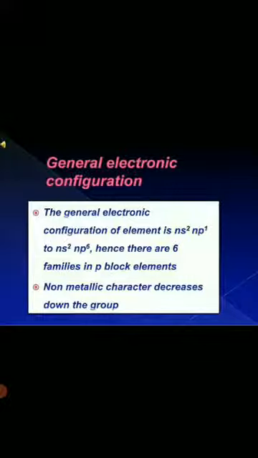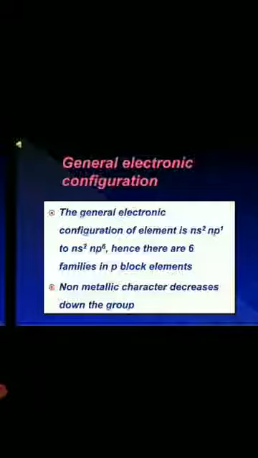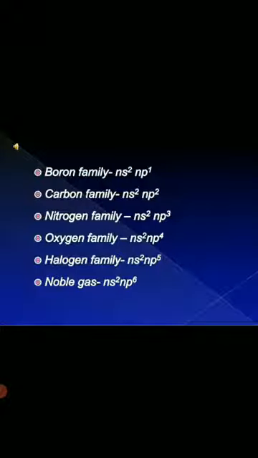The general electronic configuration of the elements of p block is ns2np1 to ns2np6. Hence, there are 6 families in p block elements. Non-metallic character decreases down the group. Students, the boron family has the configuration ns2np1, carbon family ns2np2, similarly nitrogen family ns2np3, and you can see that the electrons are increasing in the p subshell by 1, and we will have the oxygen family, halogen family and noble gas families.